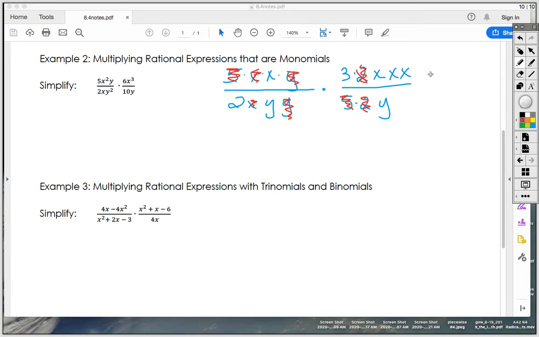So what numbers do I have left at the top? All I have left is the number 3. So it becomes 3. What variable do I have across the top? I have the variable x. And how many x's do I have? I have 1, 2, 3, 4. So I have x to the 4th over, now what do I have across the bottom? I have the number 2. And what variable do I have? I have the variable y. And how many of them do I have? 2. Jackpot.